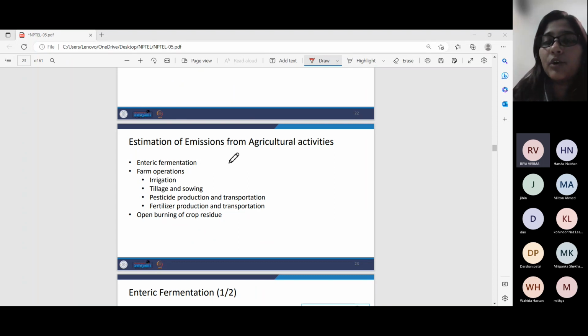So, basically, what are the sources of emissions from your agricultural activities? First is your enteric fermentation. Next is your farm operation. These farm operations include your irrigation, your tillage and sowing, your pesticide production and transportation, then your fertilizer production and transportation. Also, not only their production and transportation, but also their application in the fields is creating some emissions. Then your open burning of crop residue. This we have observed very well in this Haryana region.